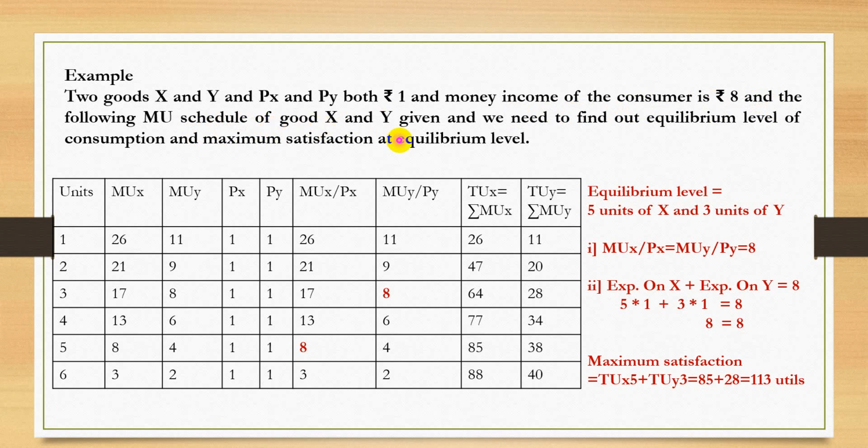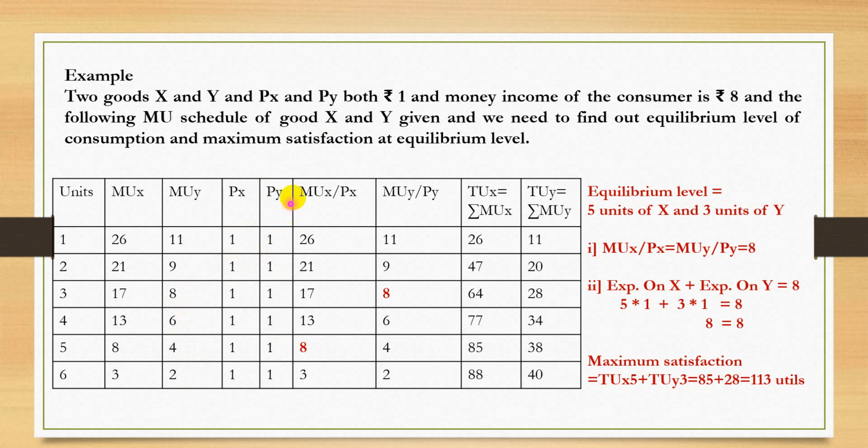Now the question is, we need to find out the equilibrium level of consumption of 2 goods and the maximum satisfaction at equilibrium level. So let us see, the units are given 1, 2, 3, 4, 5, 6. The marginal utility of X is given 26, 21, 17, 13, 8 and 3. MUY is given 11, 9, 8, 6, 4, 2. PX is also given 1, all are 1, price constant, and PY is also 1.